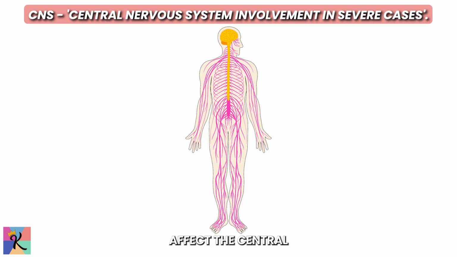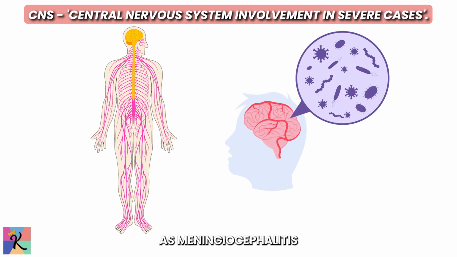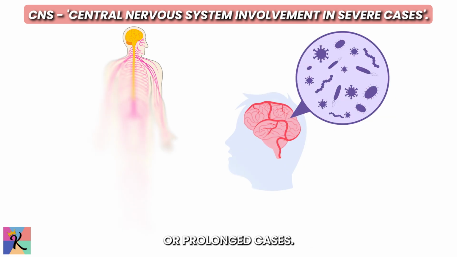Brucellosis can also affect the central nervous system, leading to neurobrucellosis, which manifests as meningoencephalitis or meningitis. This complication is more common in severe or prolonged cases.